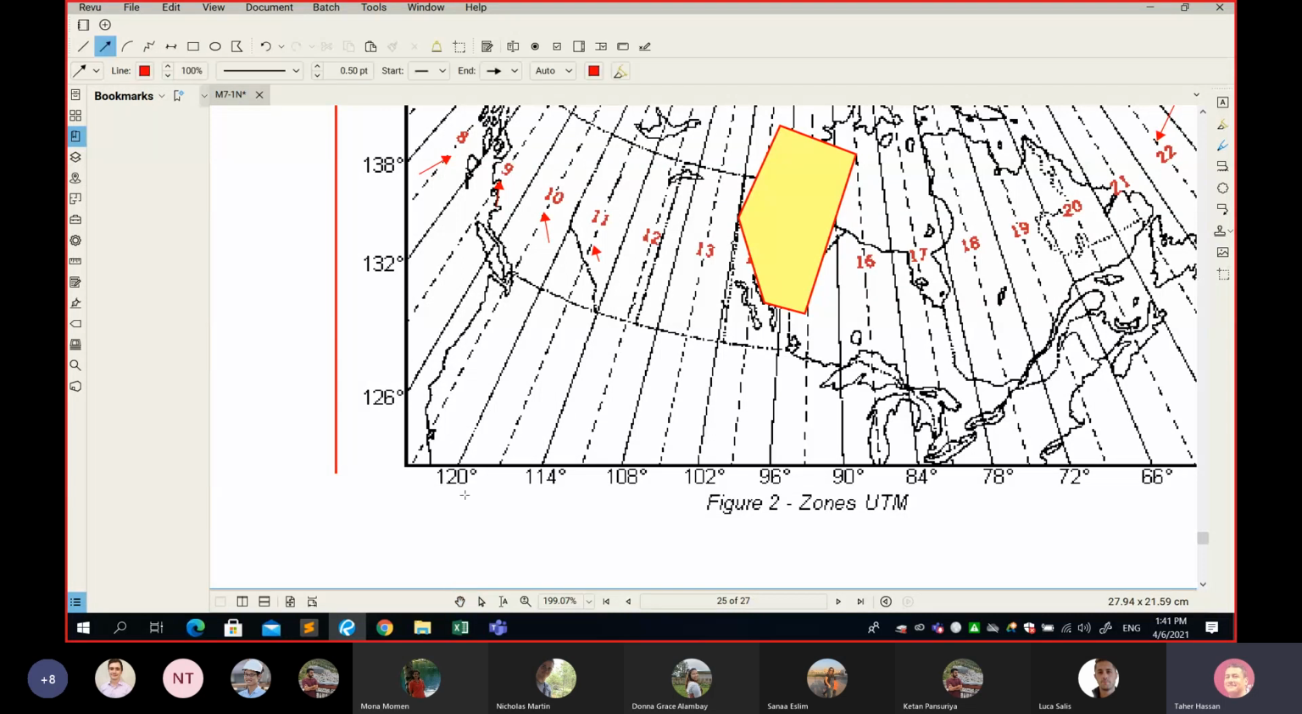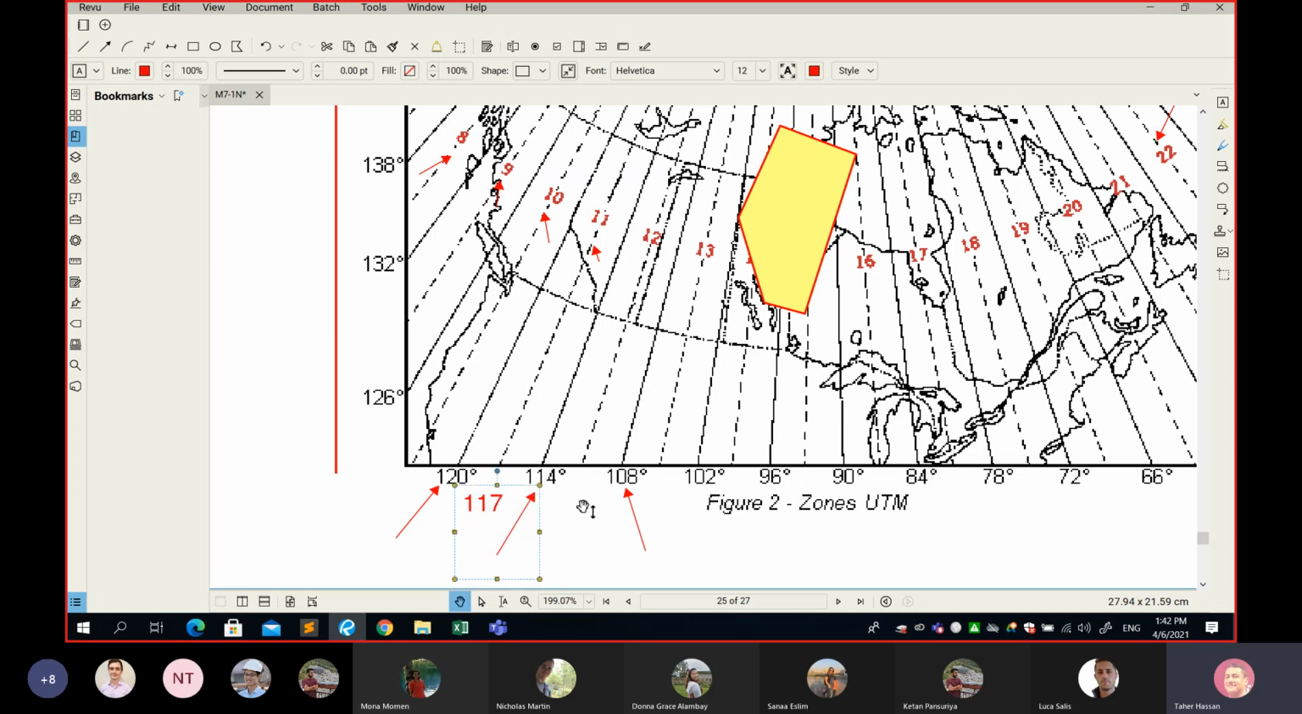You can see here, zone number 11 starts from 120 degrees longitude all the way to 114. And then zone number 12 goes from 114 west to 108 west. So you can see 6 degrees between 114 and 120, and another 6 degrees from 114 to 108. Now with the central meridian, how much will be the central meridian for zone number 11? I guess 117, because that's in the middle of the zone.